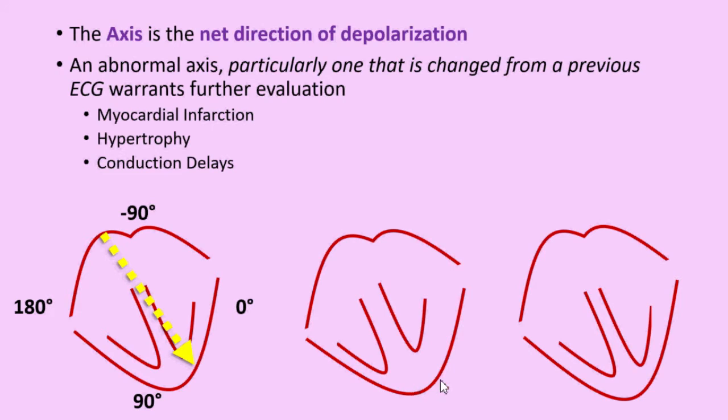Now, let's take a heart that has left ventricular hypertrophy. If this is the normal axis, since now we have more tissue density on this side and thus greater depolarization, the axis will be shifted towards the region of hypertrophy.